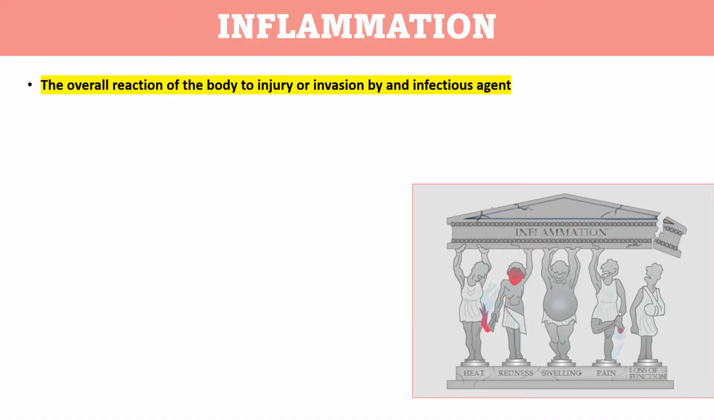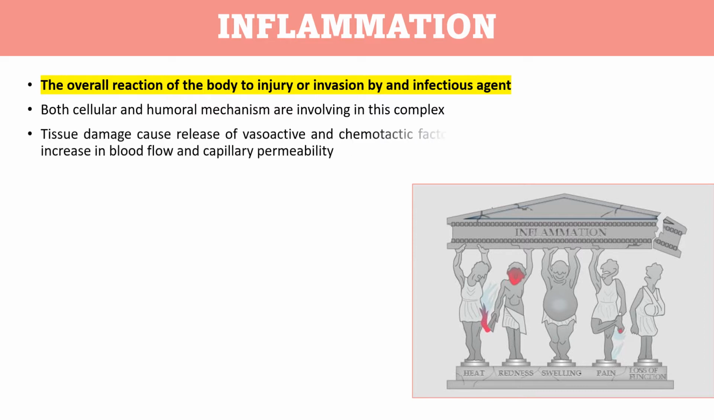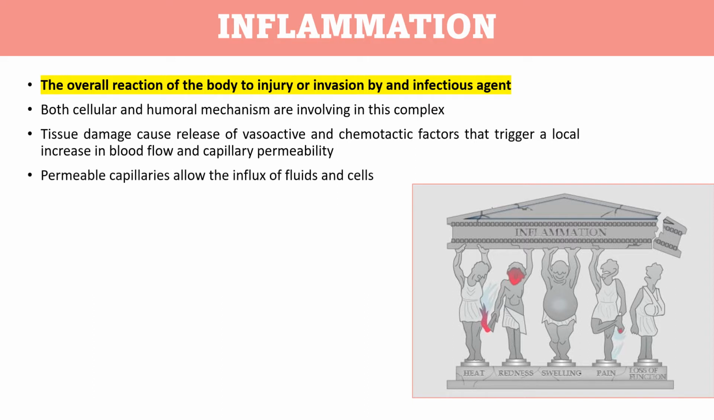The overall reaction of the body to injury or invasion by an infectious agent is called inflammation. Both cellular and humoral mechanisms are involved in this complex process. Tissue damage causes release of vasoactive and chemotactic factors that trigger a local increase in blood flow and capillary permeability. Permeable capillaries allow the influx of fluids and cells.